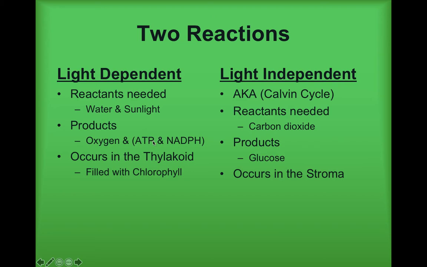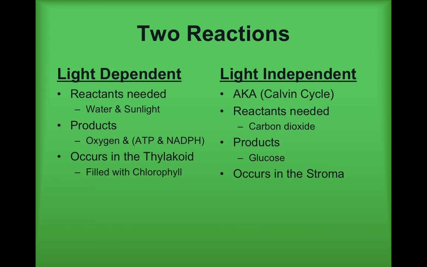That's not going to be a big point inside this part of it, but we are going to talk about them just a little bit because they help explain the image and the process. And the product over here on the light independent side is glucose. So like we said before, you're going to need to make sure you know the reactants and products. Not only do we need to know the reactants for photosynthesis as a whole, being water, sunlight, and carbon dioxide, we'll also need to know the reactants for each individual reaction that makes up photosynthesis.